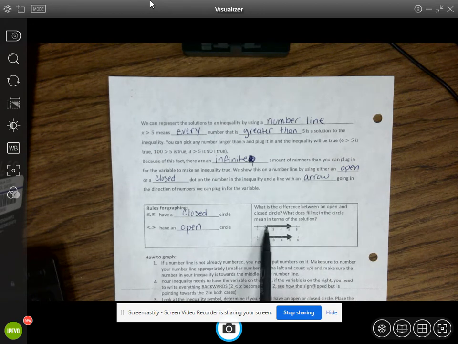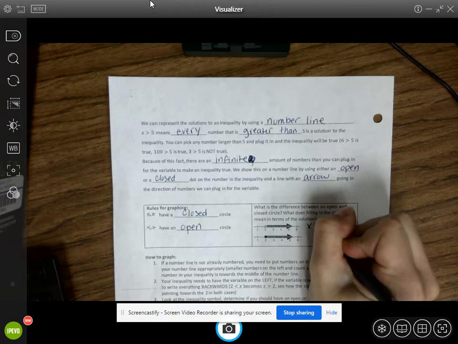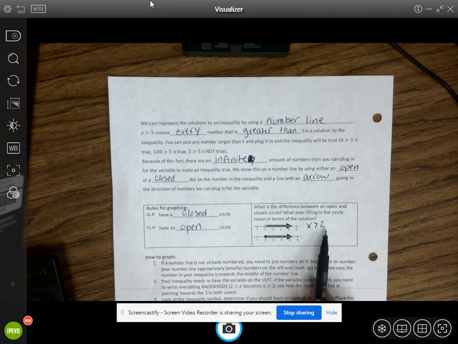An open circle means that you can get really, really close to 2, but you can't actually be 2. This one right here is x is greater than 2. So that means 4 would work. 4 is greater than 2. 6 would work. 6 is greater than 2. 2.4 is greater than 2. 2.00001 is greater than 2. But 2 is not greater than 2. So you cannot plug the number in and be true.